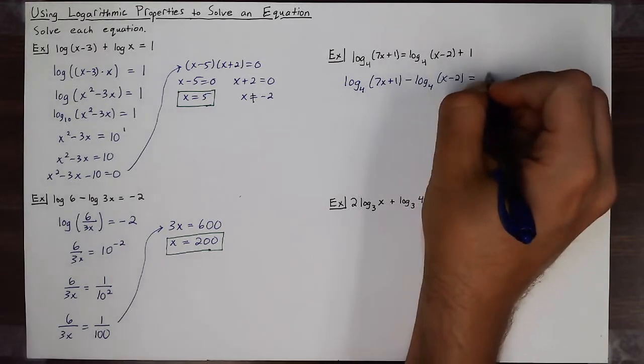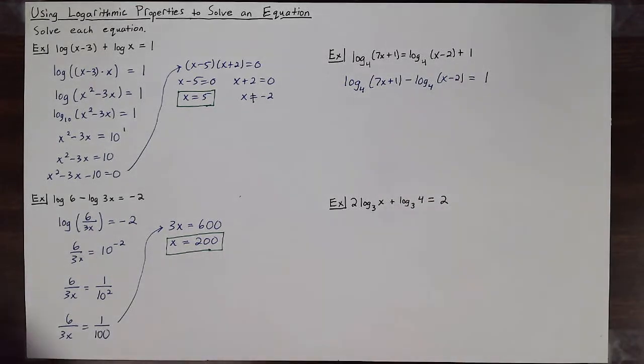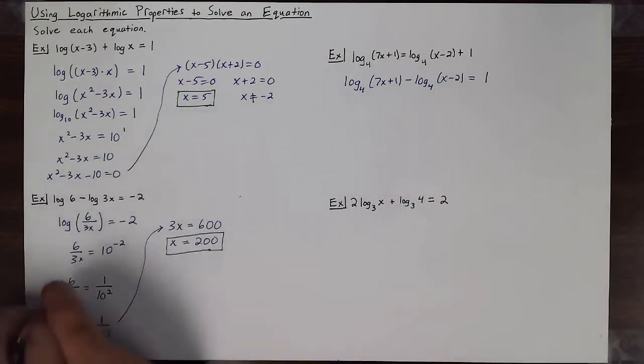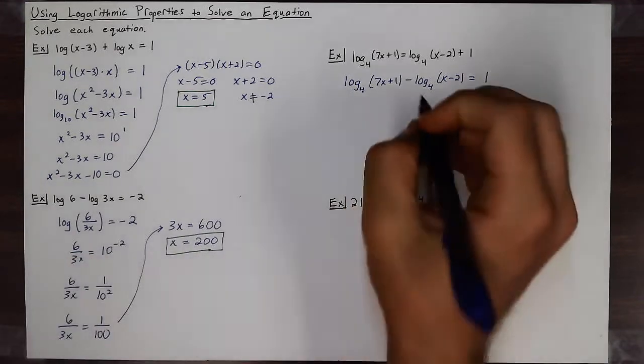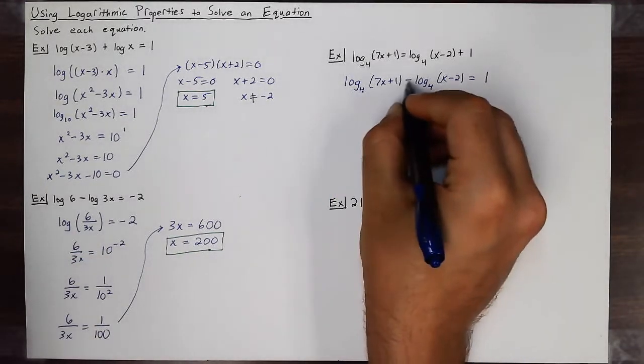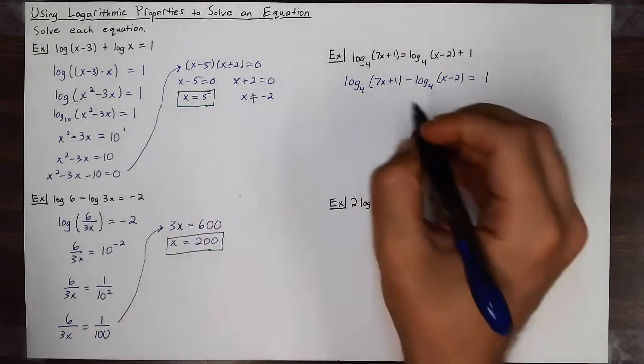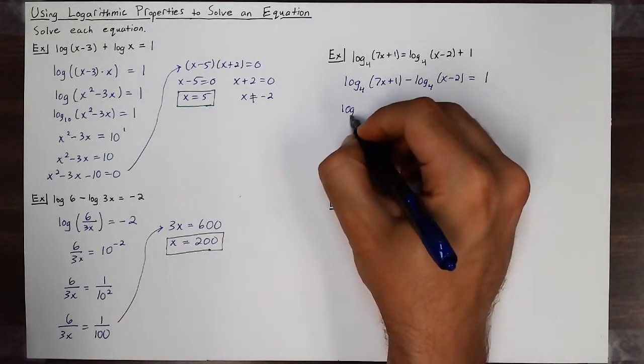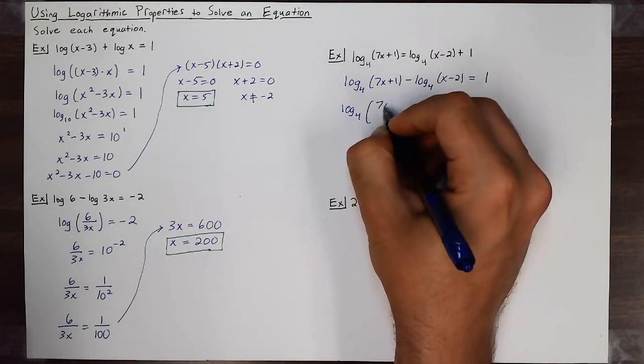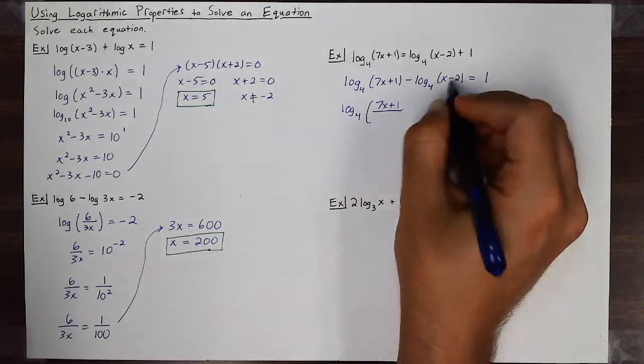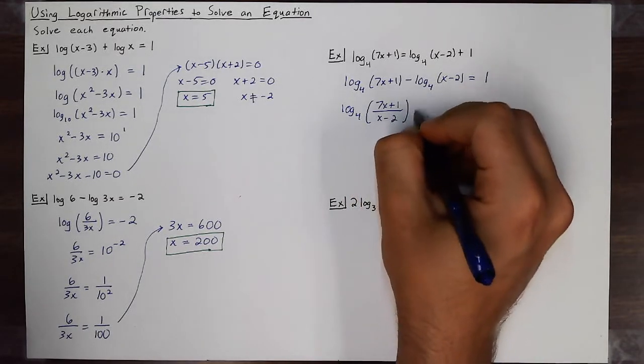And that's just equal to 1. Keep the 1 by itself on the right side. And we'll combine all the other logs together. So when this combines, it is with subtraction, so we're going to divide like in the previous problem. So log base 4 of 7x plus 1 divided by x minus 2.